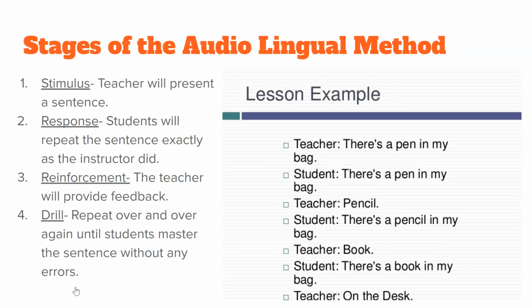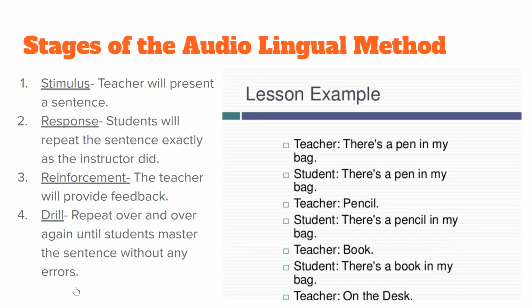So there are four stages. The first one is a stimulus that is provided by the teacher, a response provided by the student, reinforcement, negative or positive, some type of feedback, and then drill, repeat over and over and over again.